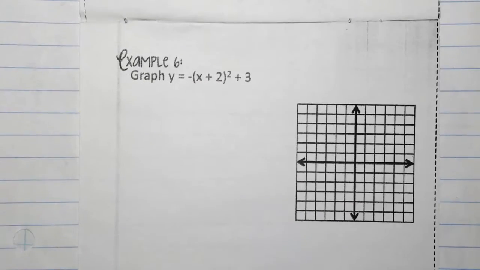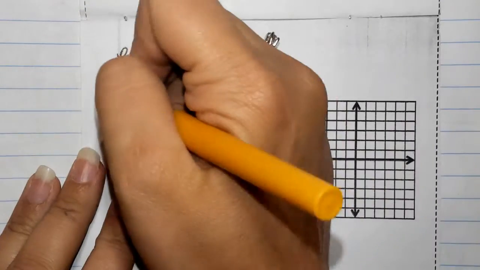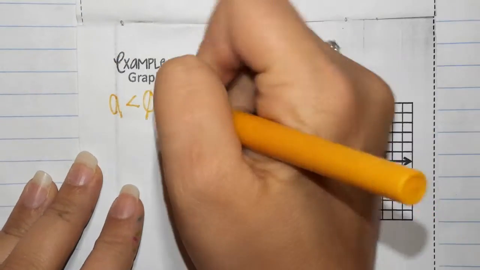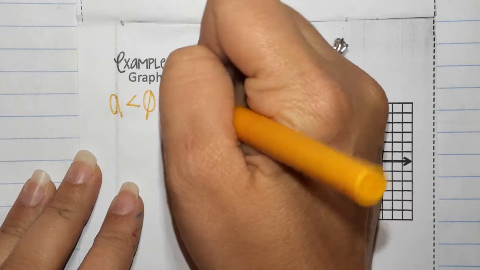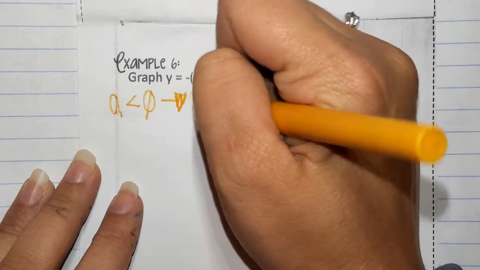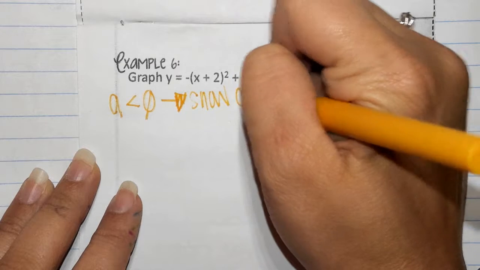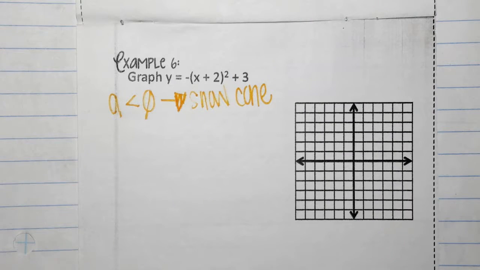Now, for the next one. What is our vertex? A is negative. A is less than 0. So is it going to be a taco or a snow cone? Snow cone. Take a point if you said snow cone. Okay, you still do the same thing, so don't freak out.